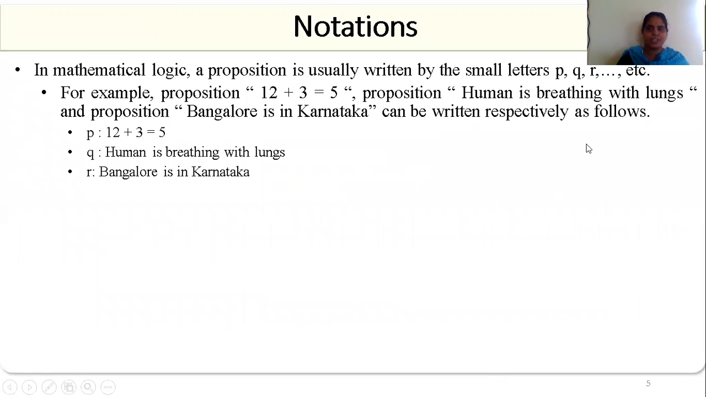Next, conventions or notation to represent propositions. They are usually written in small letters p, q, r, etc. It is a convention, not compulsory. Let's consider the proposition 12 plus 3 is equal to 5, then the proposition human is breathing with the lungs, and the proposition Bengaluru is in Karnataka. They can be written respectively as follows. The first one we can represent with p: the proposition p is 12 plus 3 is equal to 5. Proposition q we can represent as human is breathing with lungs. Then r: Bengaluru is in Karnataka.